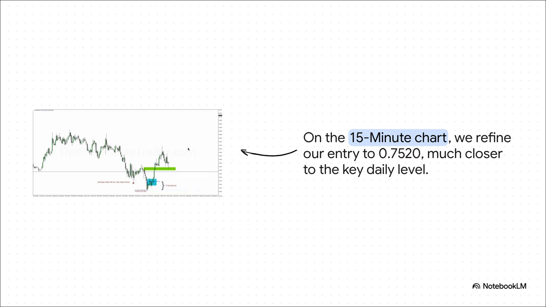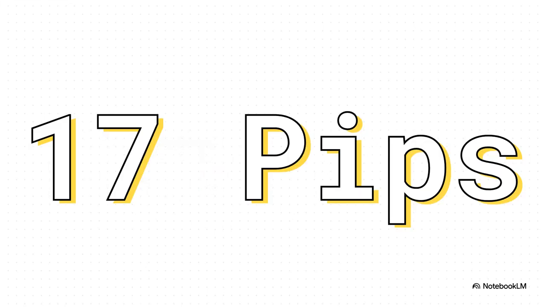And because we waited, we can now refine our entry to around 0.7520. That is so much closer to where the real institutional buying is. So what did that little bit of patience get us? Well, we just slashed our stop loss down to 17 pips. That's a good improvement for sure, but we're not done yet, not even close.